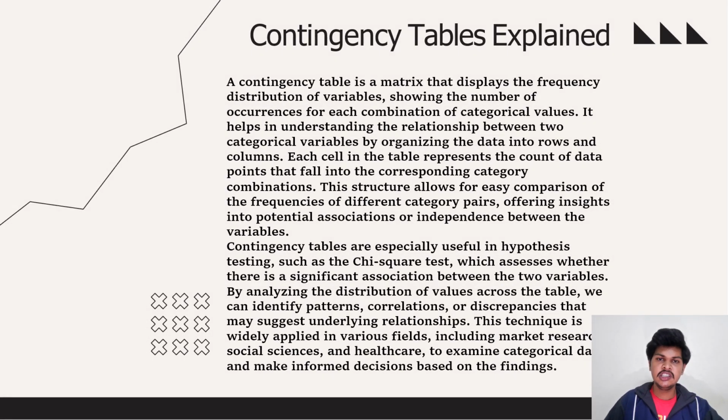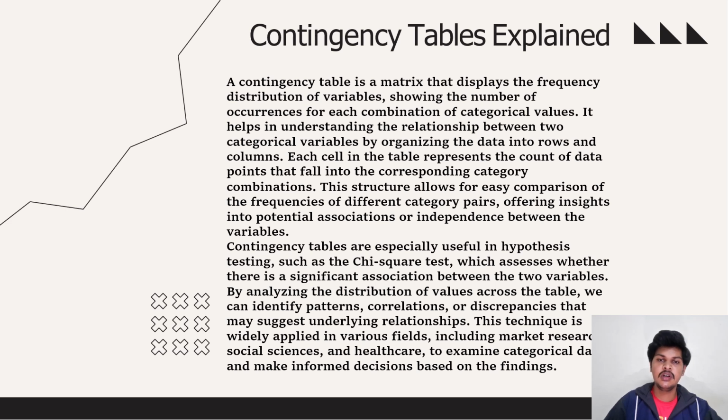Contingency tables. A contingency table is a matrix that displays the frequency distribution of variables, showing the number of occurrences of each combination of categorical values. It helps in understanding the relationship between two categorical variables by organizing data into rows and columns. Each cell in the table represents the count of data points that fall into the corresponding category combinations.